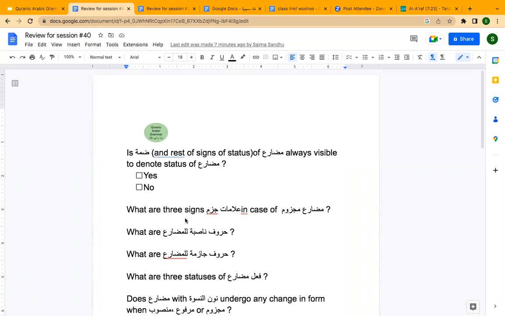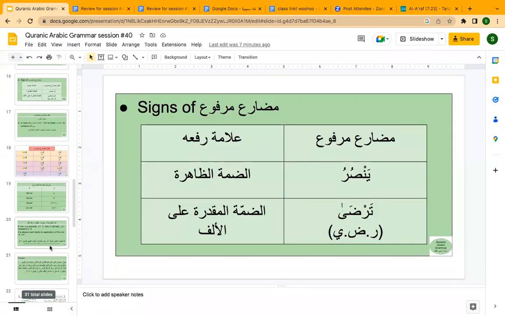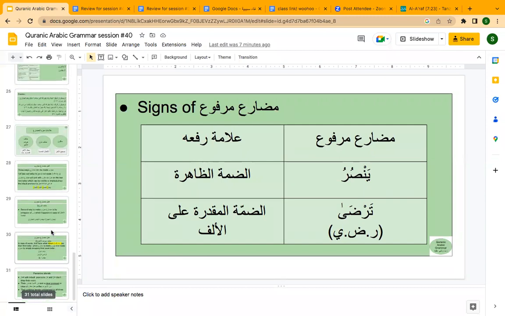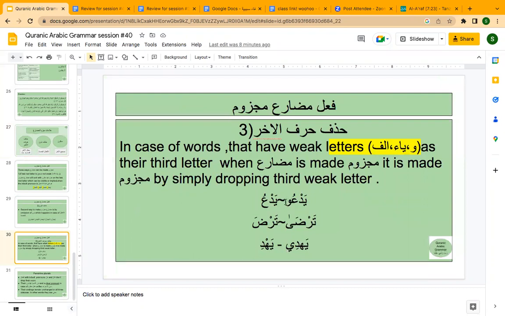The third way is, who remembers the third way? Guys, we have forgotten everything. The third way of making mudare majzoom is if your mudare is ending with a weak letter. What happens to that weak letter? Alif, waw, ya. If it is ending with alif, waw, ya, what happens? You drop it. Okay? If your mudare is ending with a weak letter, you just drop it.